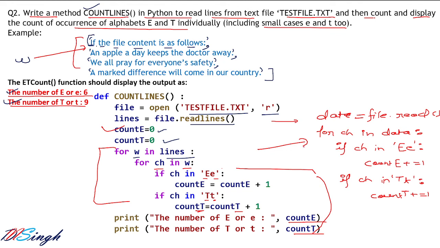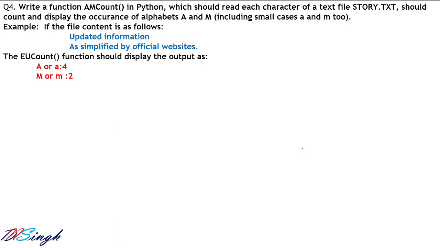Remember, for the solution of one question there are multiple ways you can solve it. Let us move ahead, and there you have a question: write a function amc count which should read each character of a file story.txt and should count and display the occurrence of alphabet a or m, including small or capital. So this is the same question which we have discussed previously. Let us see how they have solved this question. There is no difference in that. If you have listened to the previous question properly, definitely you are able to answer that question.